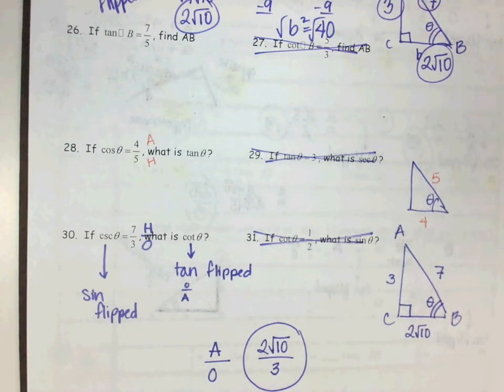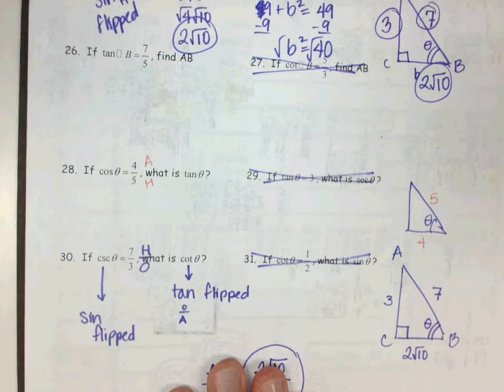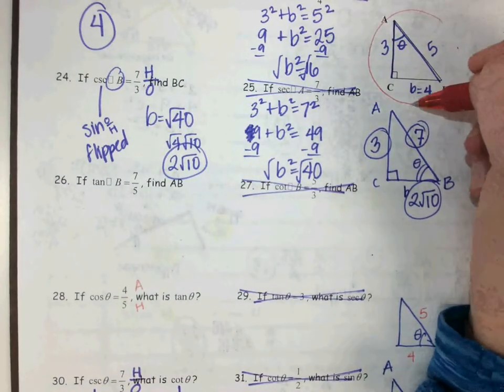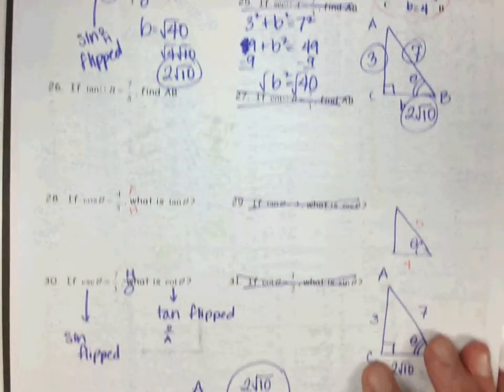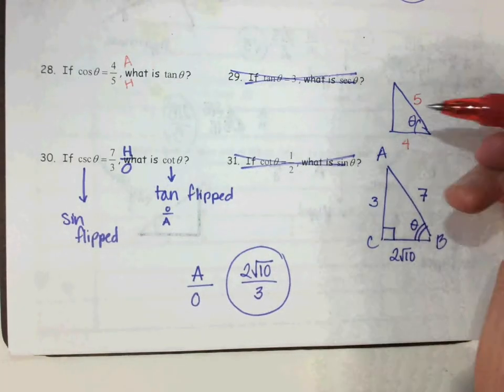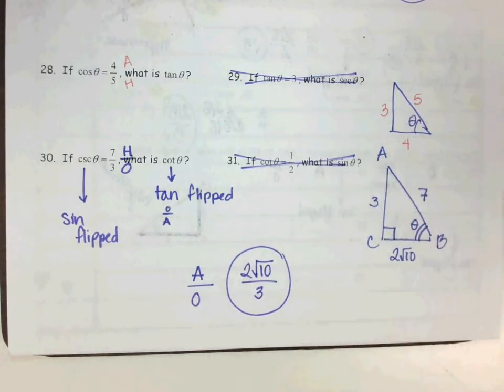Look back at the questions you already did at the top. If one side's a 5 and one side's a 4, how long is the other side? Okay, look back up at this one. It's going to be a 3. So if this one's a 5 and that one's a 4, the other side's a 3. So you can reuse the work that you already did to set up the other ones.